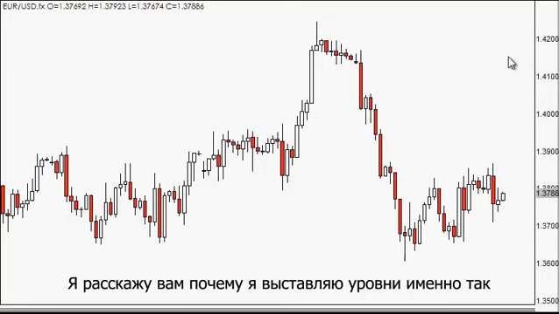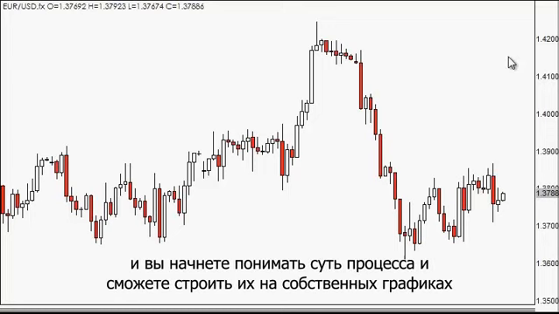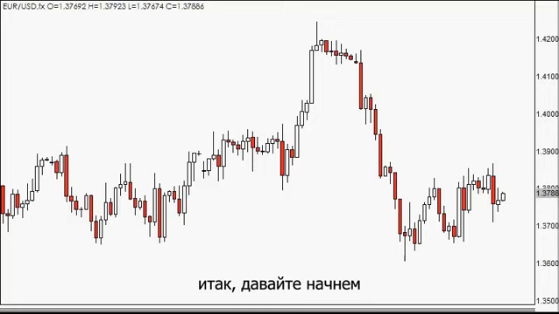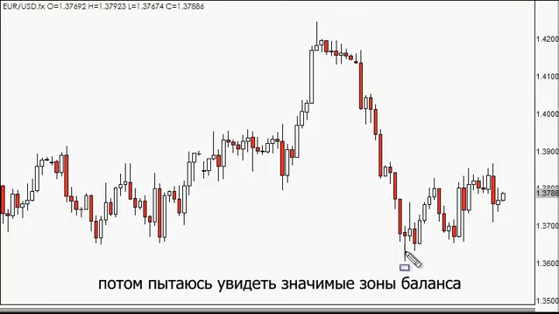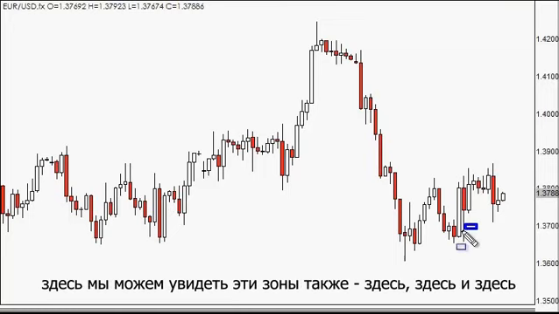I'm going to explain to you why I'm placing each support resistance area. That way you begin to understand the process of placing them and you can place them on your own charts. So let's get started. I usually start from the bottom of the chart and work my way up. The first thing I do is just take a quick look at the chart for some bounces that sort of line up. And we can see some bounces that line up here, here, here, and here.